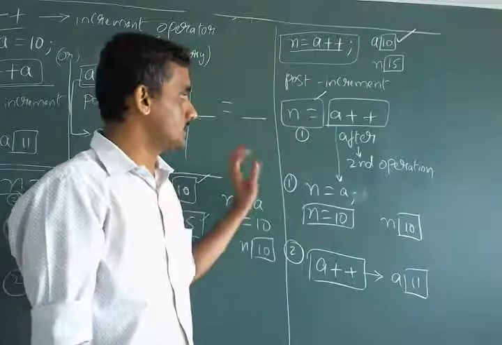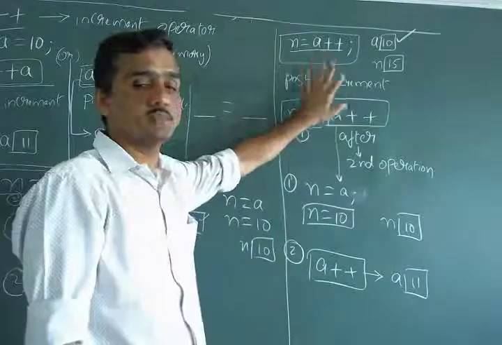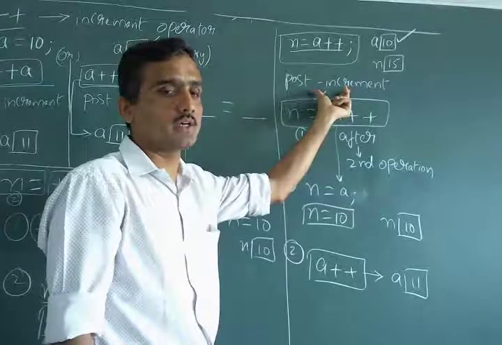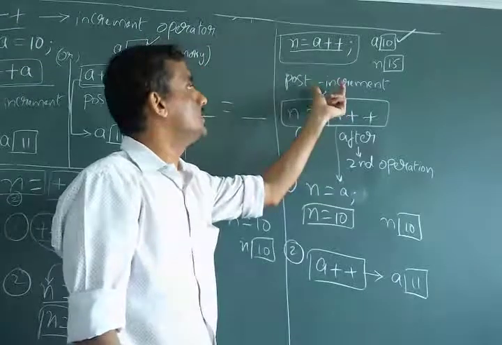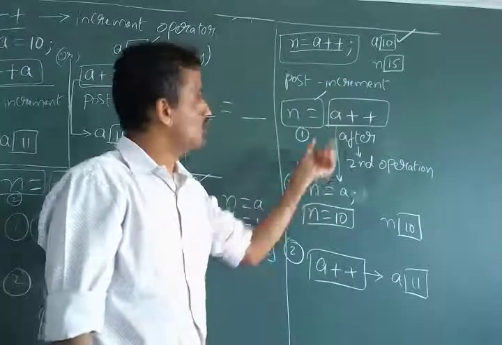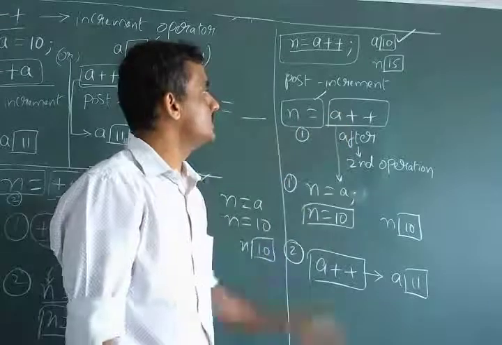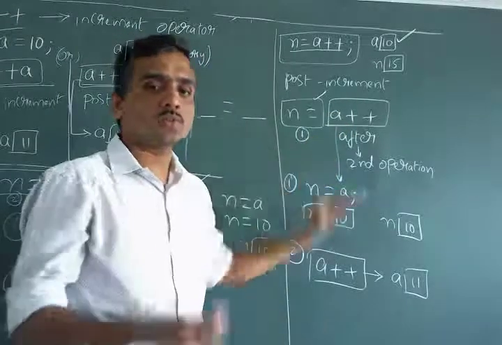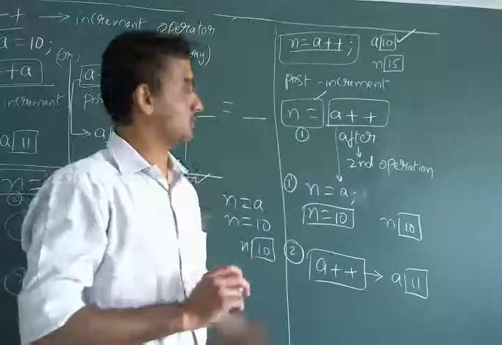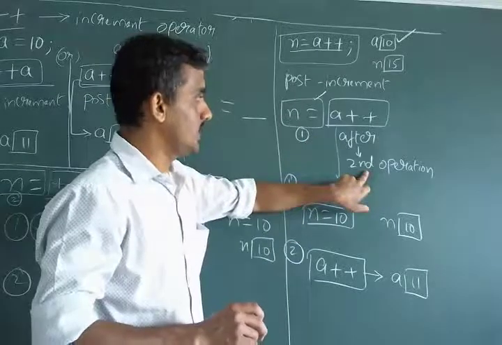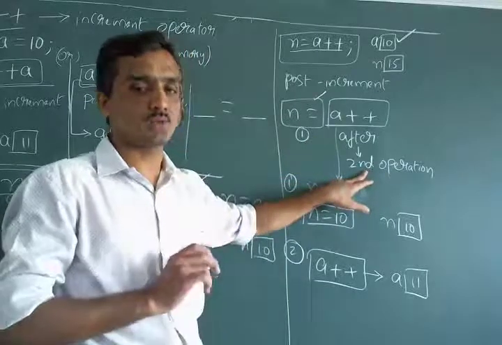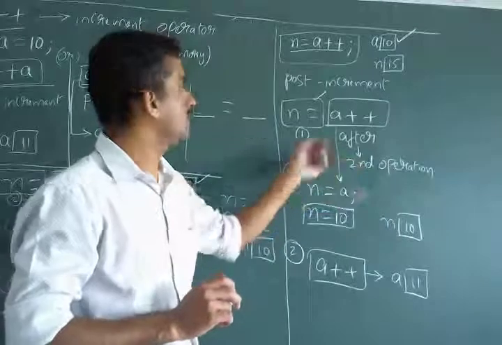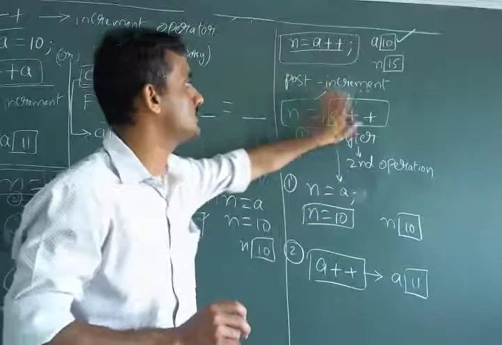Once again, listen. N equals to a plus plus, meaning after the variable plus plus is present, is called the post increment operator. In case of post increment, what you have to do? First, you write this statement n equals to a plus plus. Post means after. So whenever you come across the word after, you make it the second operation. Whenever you come across before, make it the first operation. So I have made this the second operation. Then which is the first operation? N equals to. So this is the first operation, and this is the second operation.